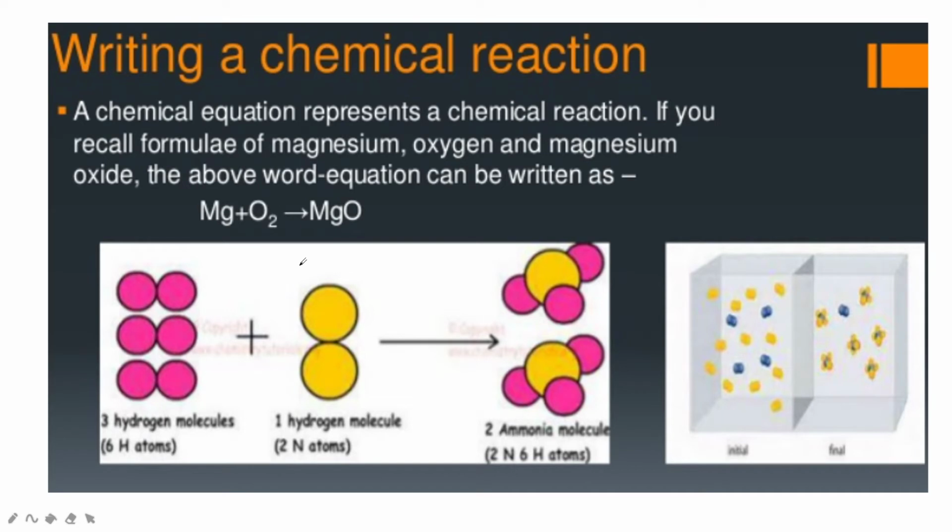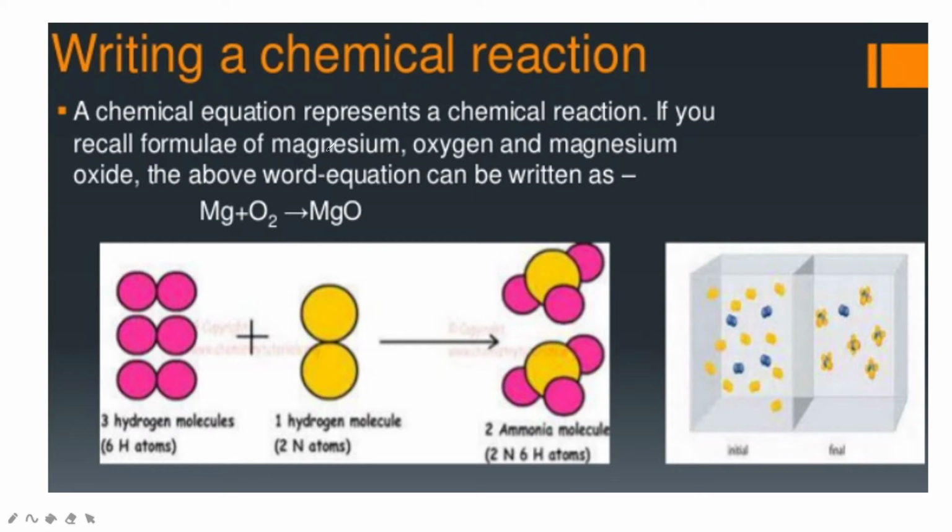Okay, so writing a chemical reaction which we are representing with the symbols and all, that is only called a chemical equation. So the method of representing a chemical reaction with the help of symbols and formulas of that particular substance which is involved in that chemical reaction is only called a chemical equation. So a chemical equation represents a chemical reaction. Whatever reaction took place, that will be represented with formulas, that is only called a chemical equation.